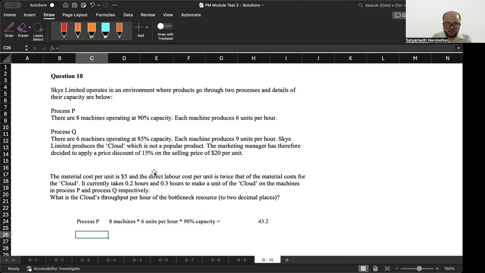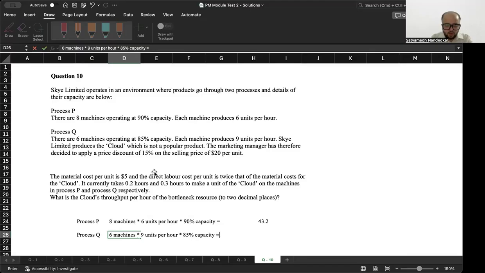And process Q. Process Q, there are 6 machines. Each machine can make 9 units per hour, but all the machines are operating at 85% capacity. So how much is the output that machine Q is giving you? 6 into 9 into 85%, 45.9. Now, normally when you have to identify the bottleneck resource, what do you do?